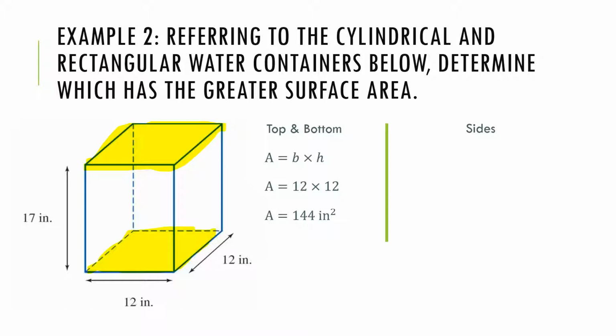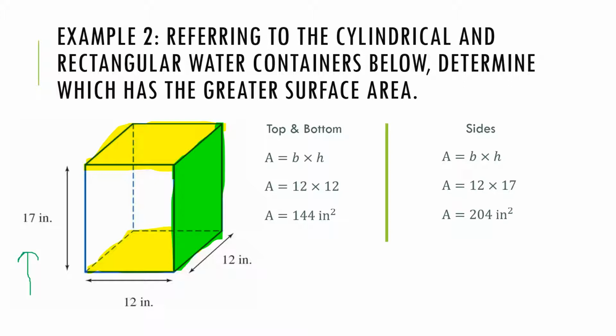Now I need to find the area of the sides. So here's the side. You can see that the base is 12, and if you look over here on the side, the height is 17 inches. So we have area equals 12 times 17. 12 times 17 is 204. So the area of the side is 204 inches squared.